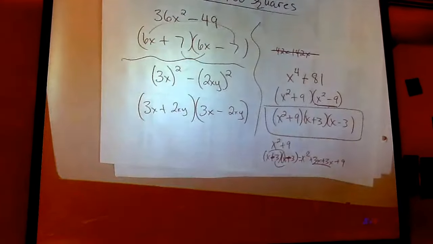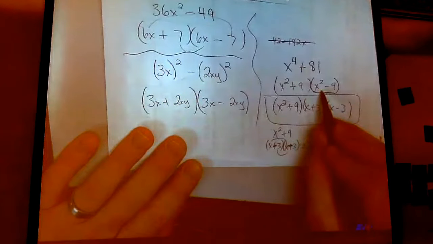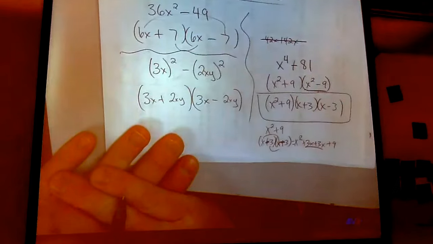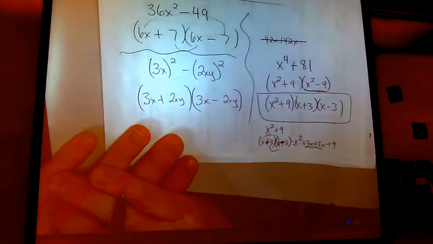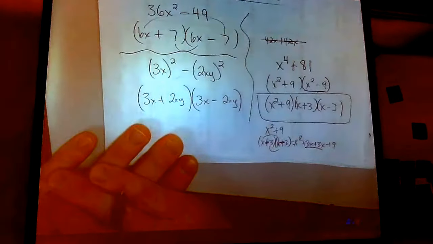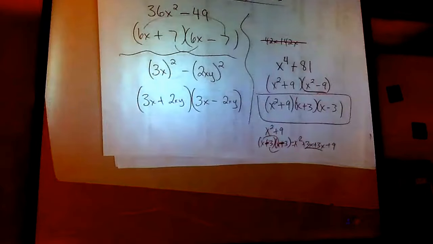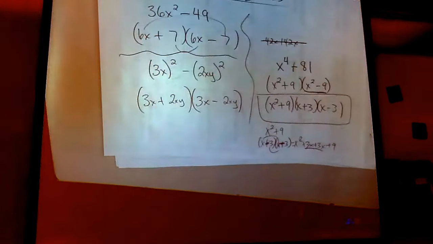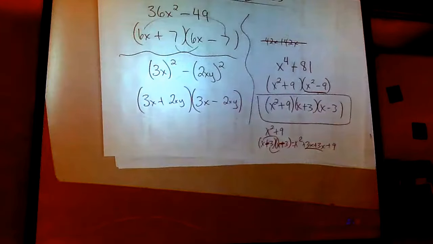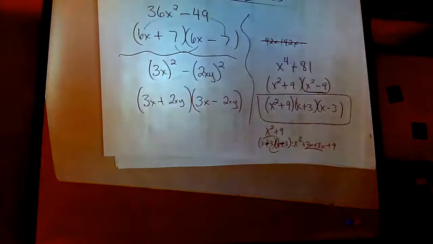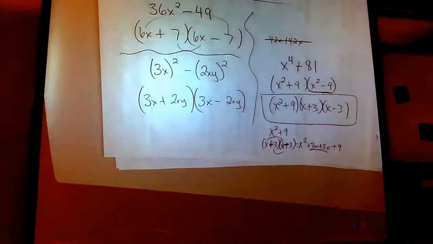This is not factorable. So if it's a plus, it's never factorable? Yeah, for this. If you have two squared things and a plus sign in the middle, it's not factorable. If you have two squared things and a minus sign in the middle, it's factorable. That's why we say difference of two squares has to have the minus sign.